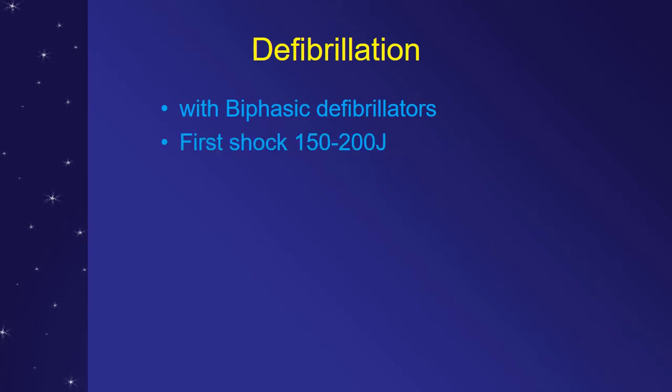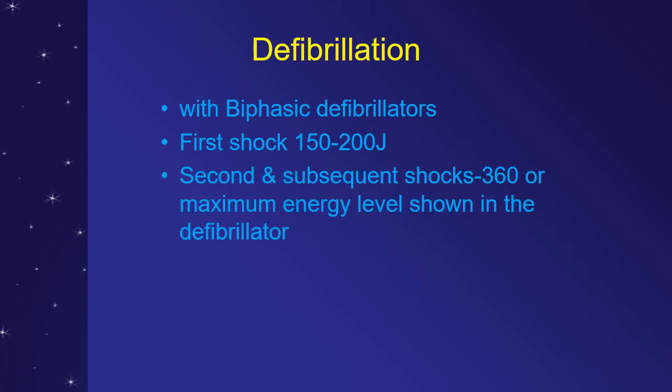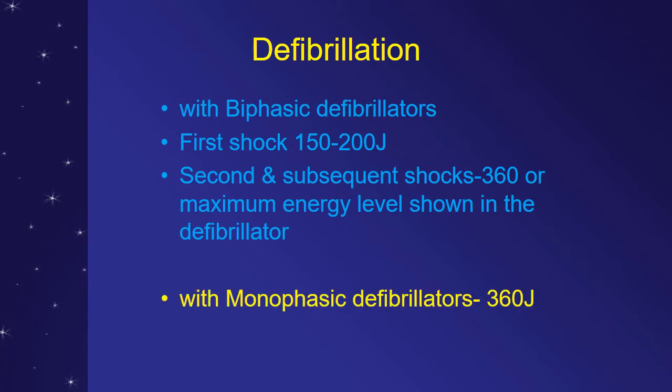So, how much current are we going to deliver? There are two types of defibrillators. Modern ones are biphasic defibrillators. The older ones are monophasic defibrillators. With biphasic defibrillators, we can deliver a lower amount of energy, so then burn injury to the heart and the rest of the body is less. The first shock can be given as 150 to 200 joules. The second shock and subsequent shocks can be given as 360 joules or the maximum energy level shown on the defibrillator. Now for the older type of monophasic defibrillators, we have to deliver about 360 joules.